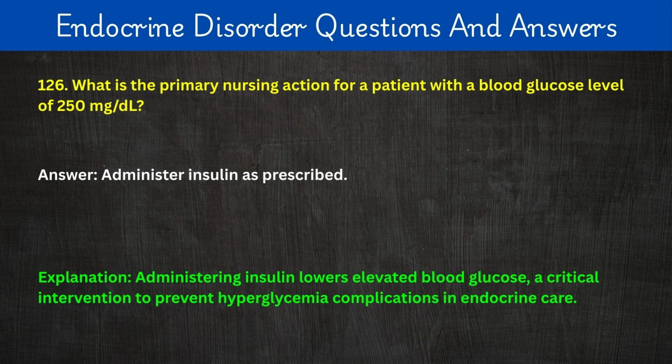What is the primary nursing action for a patient with a blood glucose level of 250 milligrams per deciliter? Answer: administer insulin as prescribed. Explanation: administering insulin lowers elevated blood glucose, a critical intervention to prevent hyperglycemia complications in endocrine care.